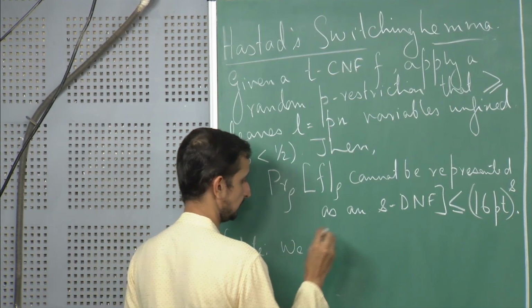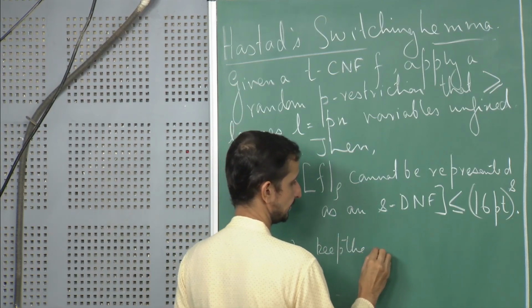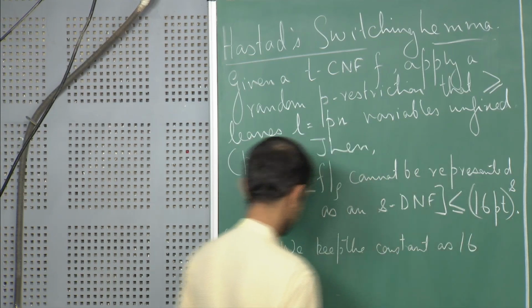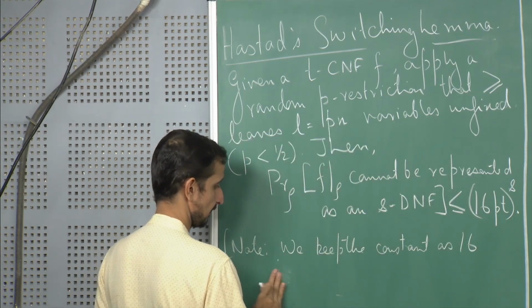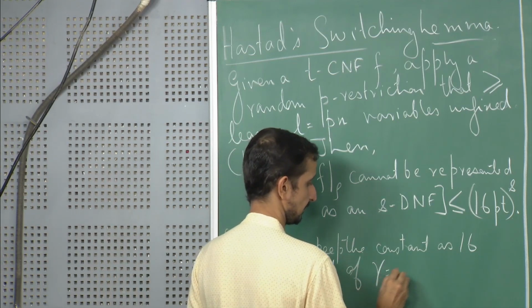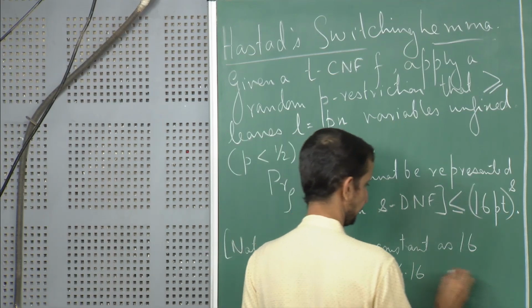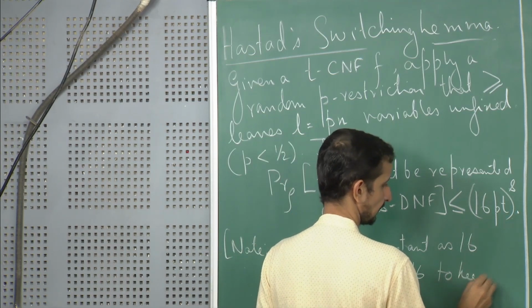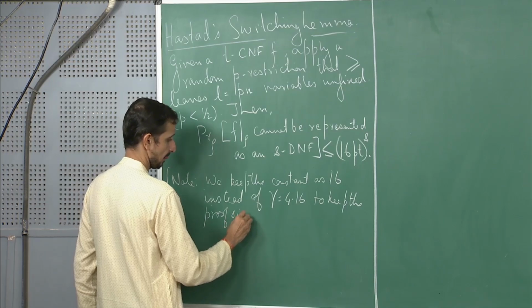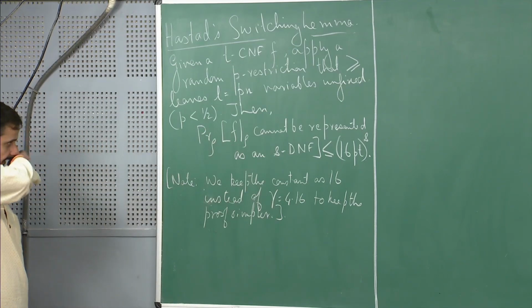So, we keep the constant as 16 instead of gamma, which was I think 4.16, to keep the proof simpler. Okay. So, how do we establish this proof?